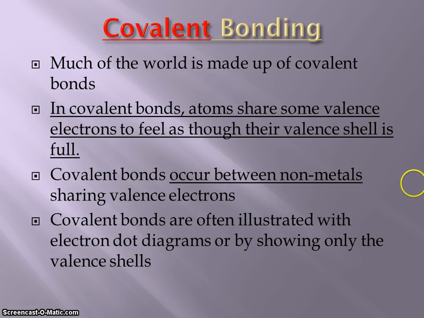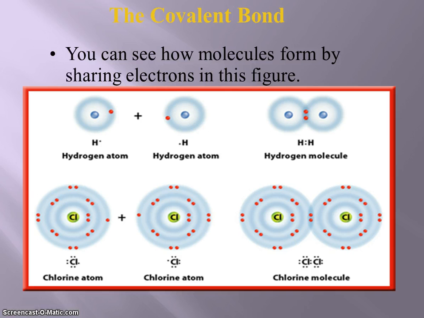So that valence electron is going to be orbiting, and it's going to spend some time around one atom and some time around the other, but it still is around both of them as it goes in its orbit, causing them to stay together because they're sharing that electron. Covalent bonds are shared valence electrons between nonmetals.